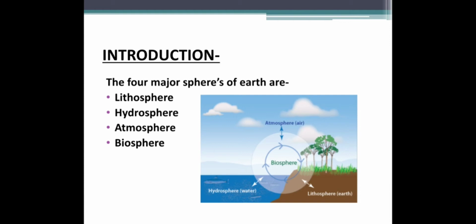Now we are going to study the four major spheres of earth, that are lithosphere, hydrosphere, atmosphere and biosphere. You can see in the picture, lithosphere is the earth, hydrosphere is the water, atmosphere is the air. The combination of all these is the biosphere, where life exists. So in the next 4 lessons we will be studying lithosphere, hydrosphere, atmosphere and biosphere.